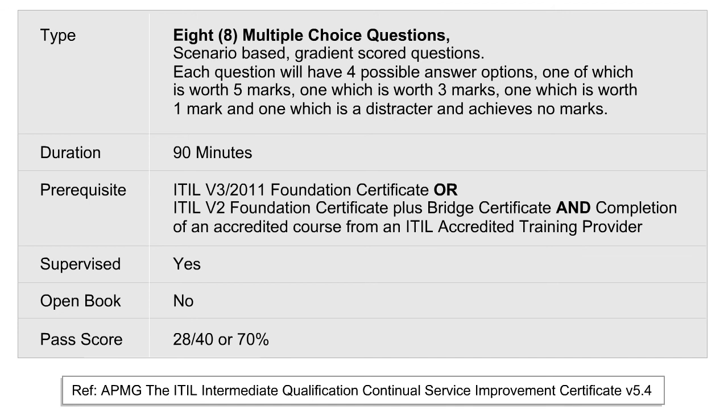As a prerequisite, you need to have an ITIL 2011 Foundation Certificate or ITIL V4 Foundation Certificate plus Bridge Certificate and completion of an accredited course from an ITIL accredited training provider. It is a supervised exam and closed book. You need to acquire a minimum pass score of 28 right answers out of 40 questions, or score 70% in the exam. The next slide talks about exam tips.